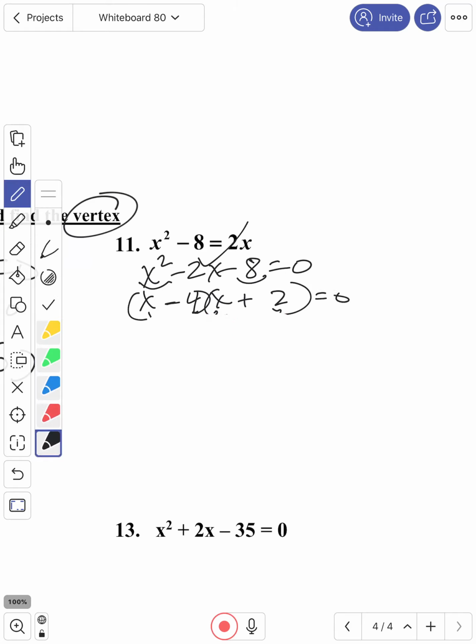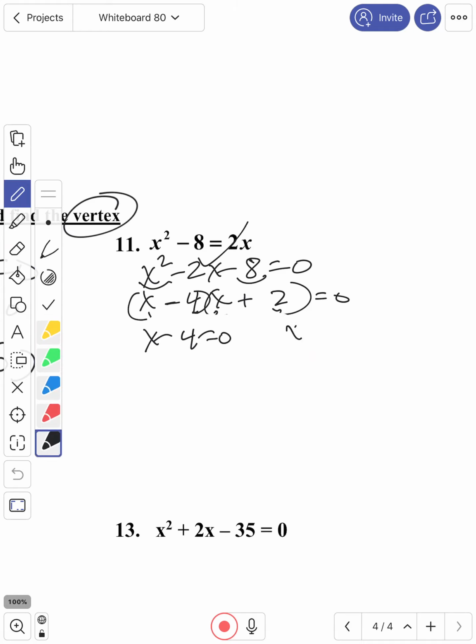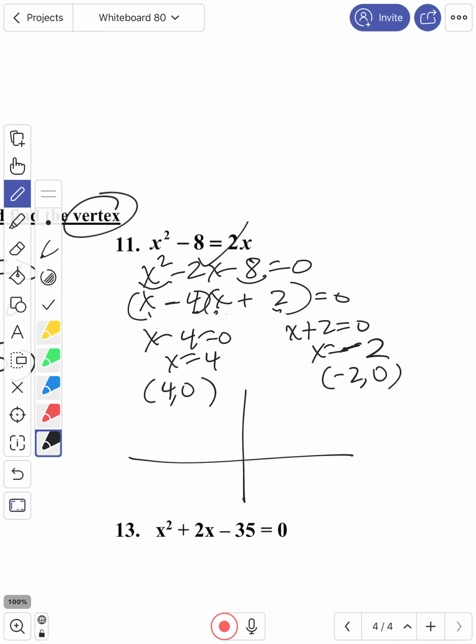All right, and then you set both your factors equal to 0 to find your x-intercepts or your roots. So this one gives me x equals 4 and x equals negative 2. So my x-intercepts are (4, 0) and (negative 2, 0). Nobody asked me to graph it, but I'm just doing it to show you a picture. There's my x-intercepts. The vertex should be right in the middle of these.